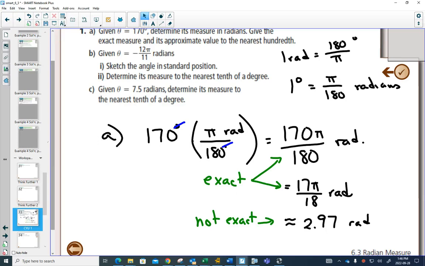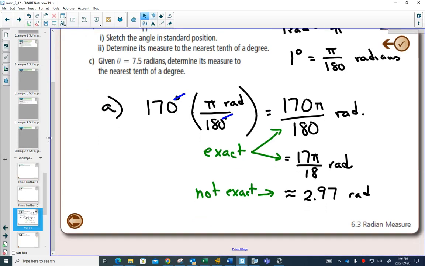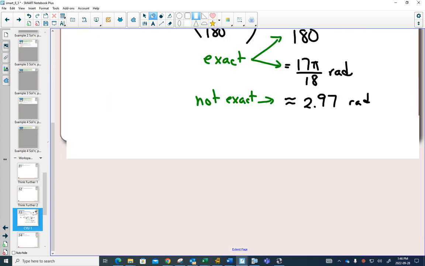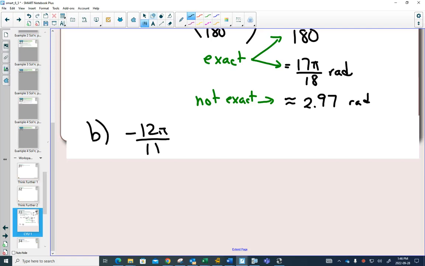Next one, negative 12 pi over 11. We're going to start thinking in radians. First of all, in standard position, remember that negative angles went in a clockwise direction. Positive angles counterclockwise. Same thing with radians. This is going in a clockwise direction.